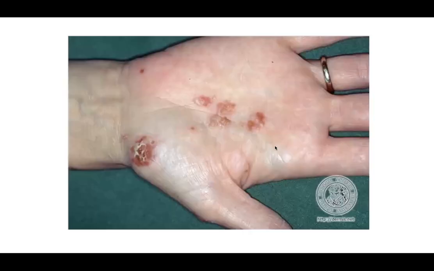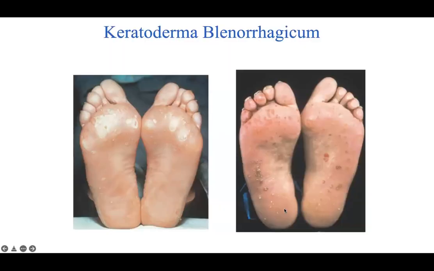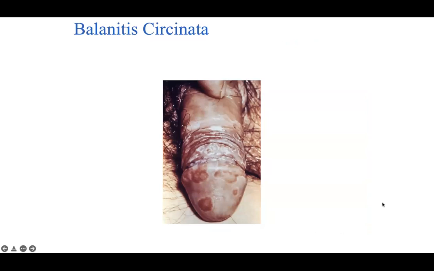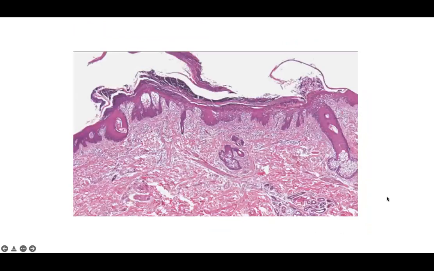More examples of the psoriasiform papules and plaques on the hands, for example, here, and on the feet. And the patient I had in residency looked exactly like this. Some more examples of it affecting the penis here with a balanitis circinata. And on pathology, you're going to see a psoriasiform dermatitis as typically described.